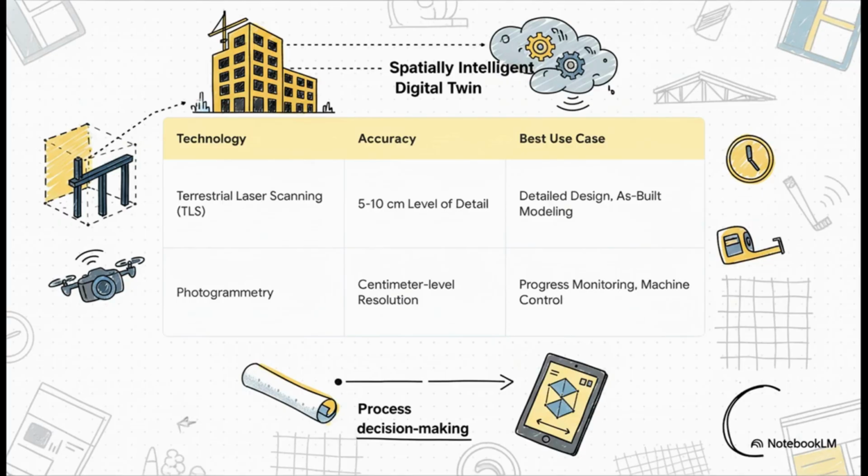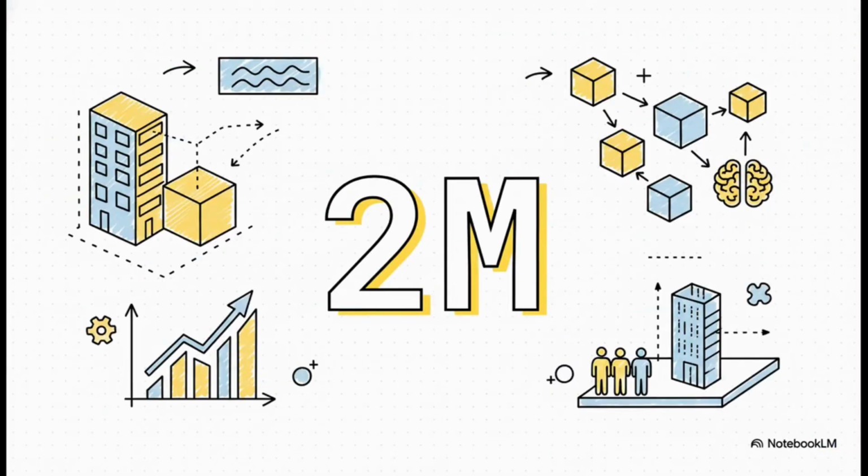If you need a super detailed, millimeter accurate model to check your design and as built, then TLS is your go to. But if you just need a quick daily snapshot of a site from a drone to monitor progress, then photogrammetry is absolutely perfect for the job. And just to give you a sense of the sheer scale we're talking about, a modern scanner, something like a Leica RTC 360, can capture 2 million data points per second.